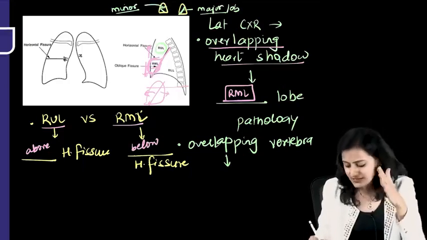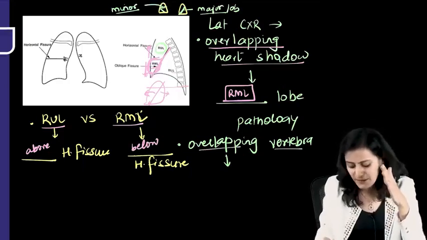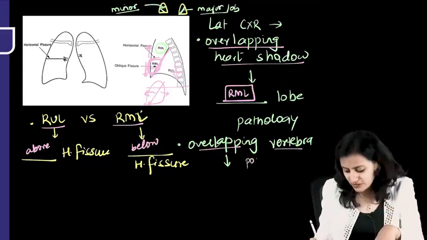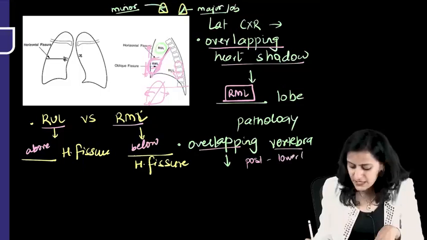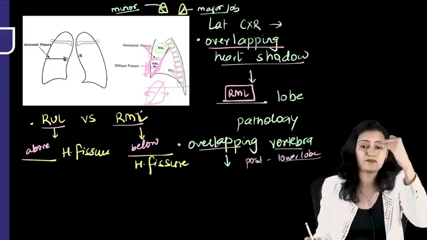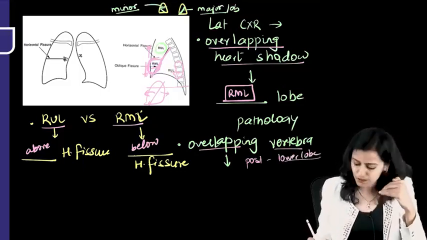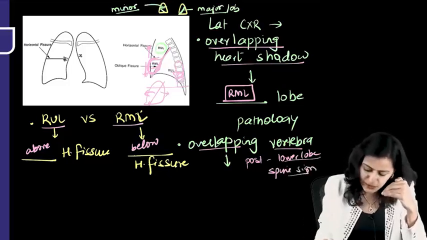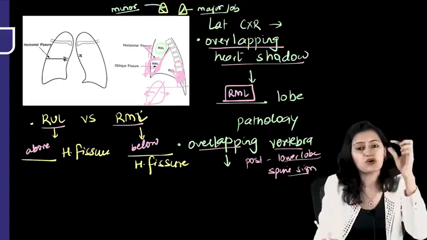If in a lateral X-ray you see that the pathology is overlapping the vertebra, that means it is the posterior lobe, and which is the posterior lobe? It is the lower lobe, and that is why what we also see in a lower lobe pathology is the spine sign. The spine, the vertebra, will become more white.